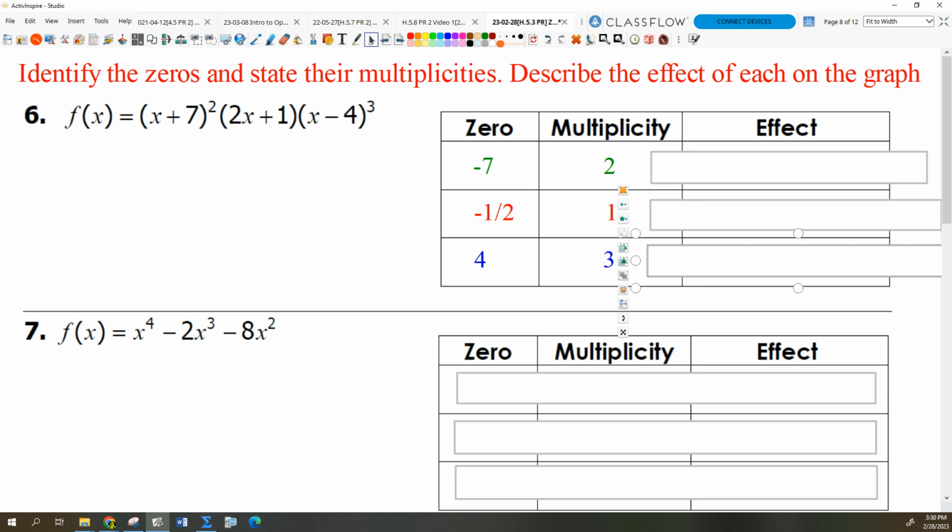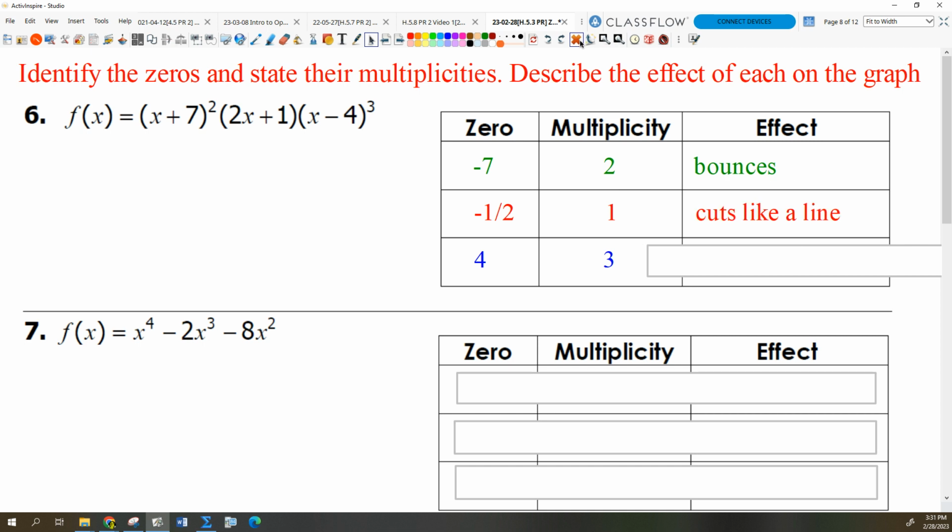What's going to be the effect? What's going to happen at the x-axis for the zero with multiplicity 2? It's going to bounce like a parabola, right? What's going to happen at -1/2 where the multiplicity is 1? It's going to cut through like a line because the degree is 1. That's a linear polynomial factor, right? So it's going to cut like a line.